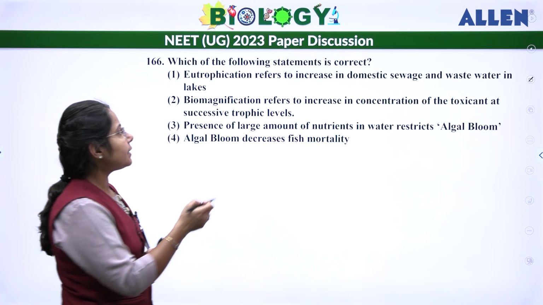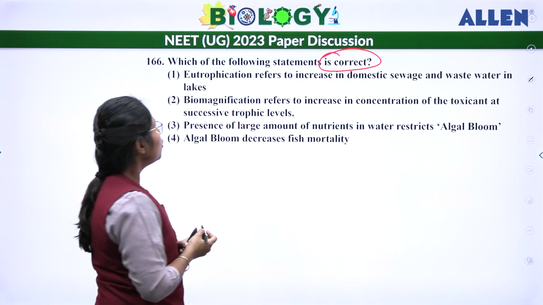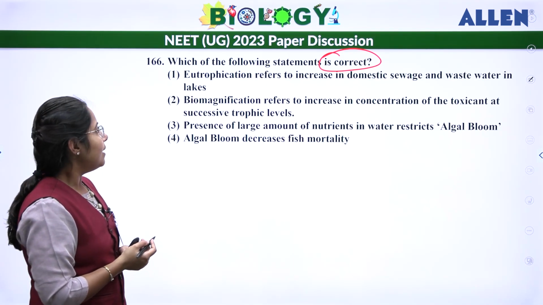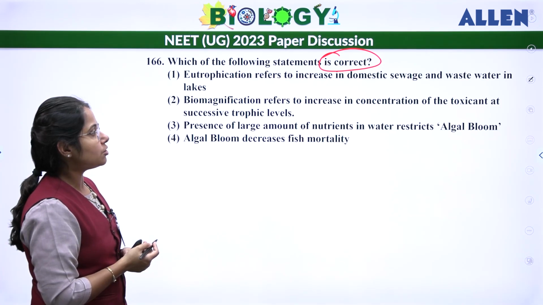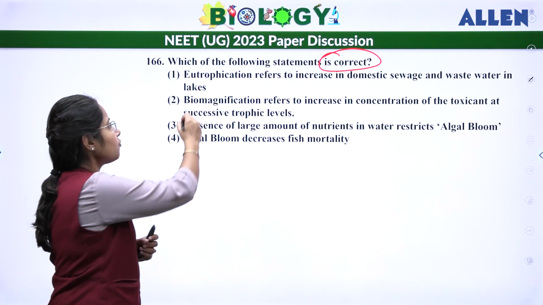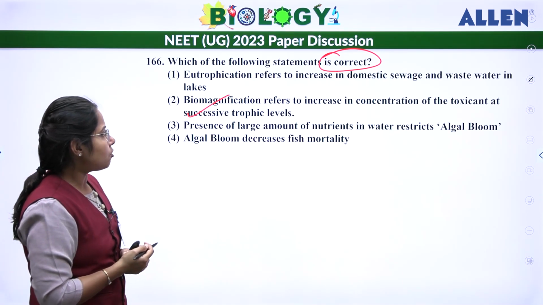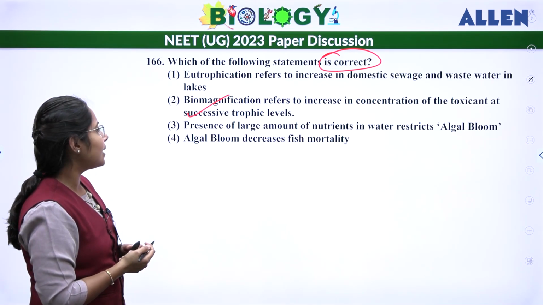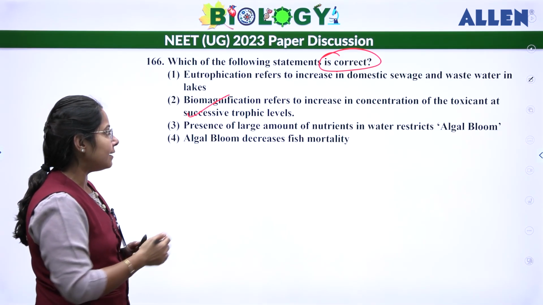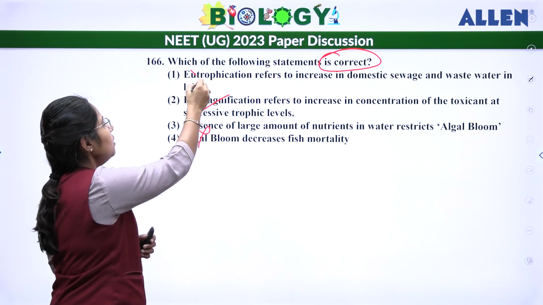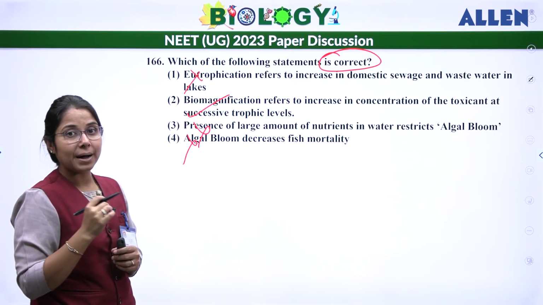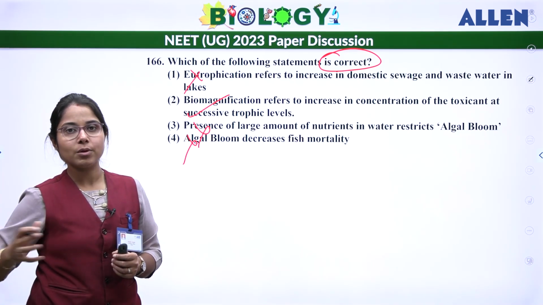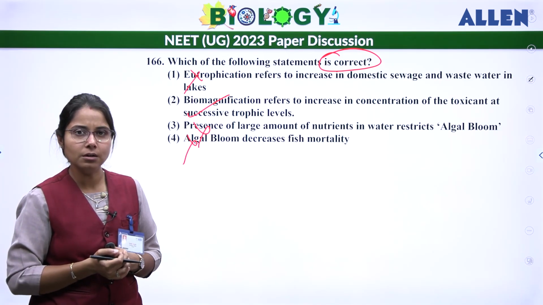Which of the following statements is correct? Eutrophication refers to increase in domestic sewage and wastewater in the lakes. Biomagnification refers to increase in concentration of toxicant at successive trophic levels, which is true. Presence of large amount of nutrients in the water restricts algal bloom, and algal bloom decreases fish mortality. All these statements are wrong. So the correct statement will be the second. Biomagnification means the amount of toxic waste will keep on increasing as we move through the different trophic levels in a food chain.